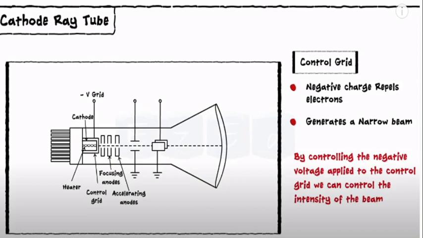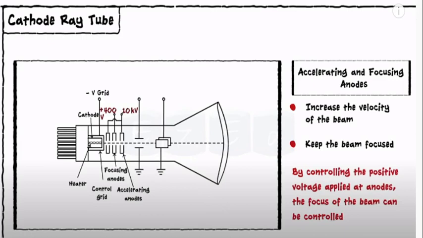Now deflection plates. A focused beam with a very high velocity is then passed through the X and Y deflection plates. These are nothing but the horizontal deflection plates and vertical deflection plates, and the forces on both plates are controlled respectively such that the waveform is displayed on the screen. The last section is the phosphor screen.